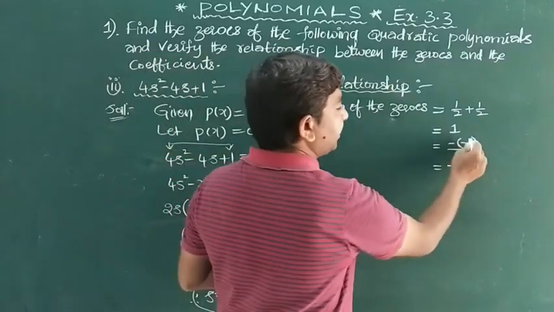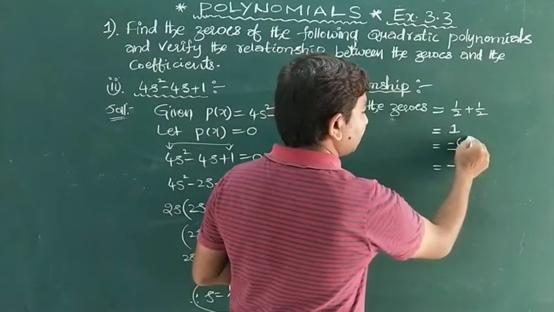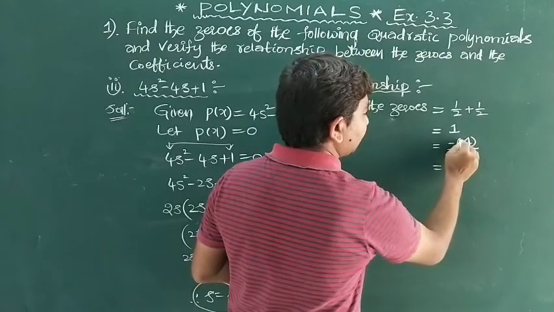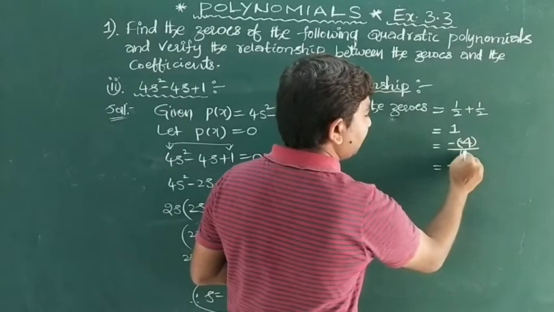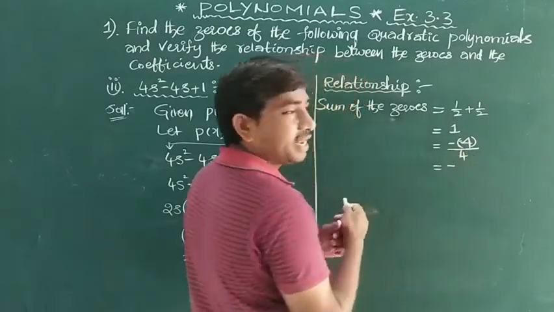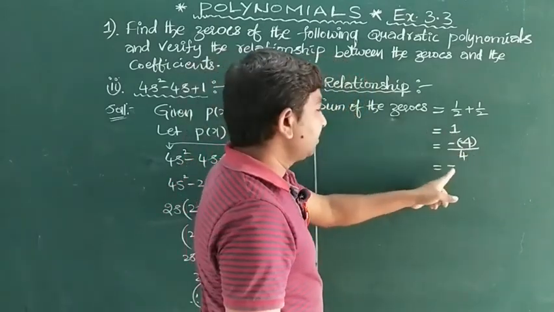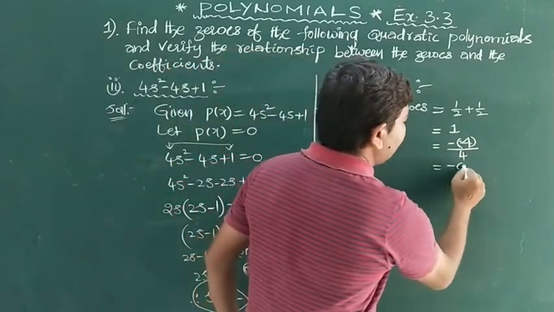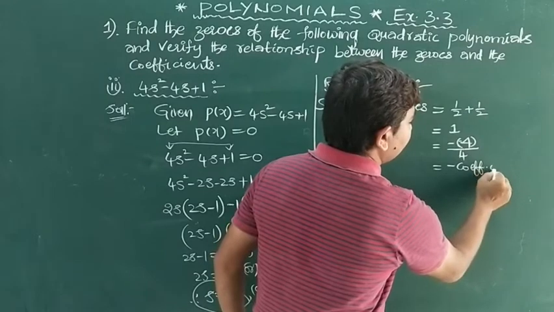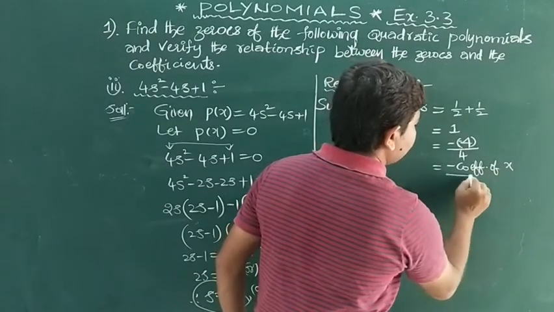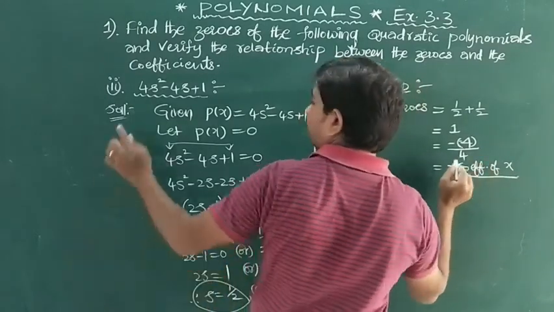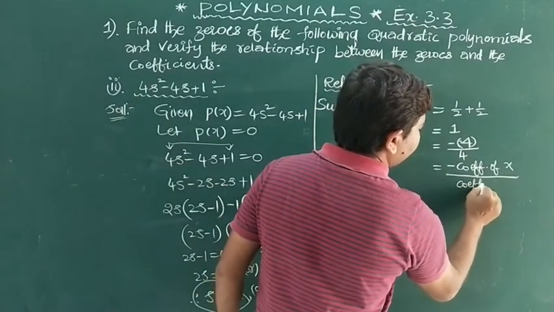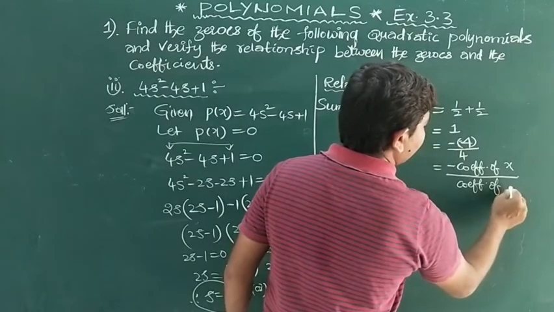So this 1 can be written as minus of minus 4 by 4. So the 4 will get cancelled, and my 1 only remains. So minus of minus 4. This minus 4 is what? Coefficient of x, and this 4 is what? Coefficient of x square, meaning the x square term here.